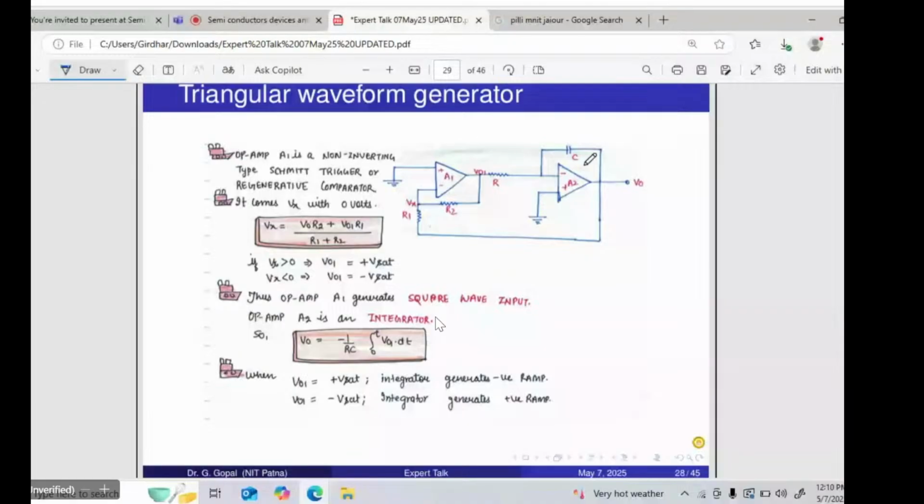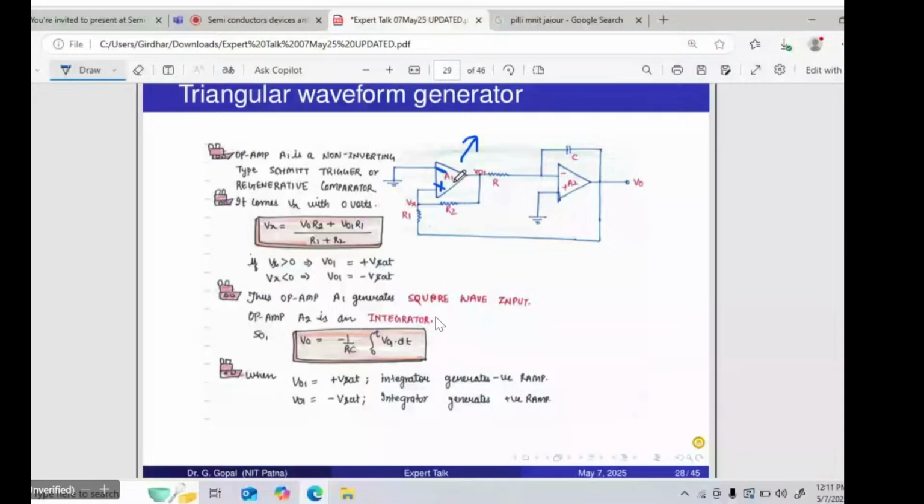Let's consider this circuit. In the circuit, this is a Schmitt trigger. The circuit is the non-inverting type Schmitt trigger. Why is it non-inverting type? Because this is minus and this is plus. Please note this line. This is minus and this is plus. Here the input signal Vx you are applying as input to the positive terminal only. That's why it is a non-inverting type trigger, or you can call it a regenerative comparator. Here the inverting terminal is connected to the ground.